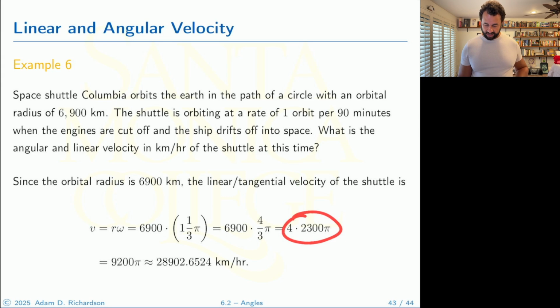In this case, it ends up being 4 times 2,300 pi, which is 9,200 pi. And then if we wanted to approximate it, because this is one of those times where a decimal approximation is more meaningful, it's 28,902.6524 kilometers per hour. All right. So this is exact. This is exactly how many kilometers per hour. And then this is an estimate, right? This is an approximation. So about 28,000, 29,000 kilometers per hour. That's how fast the space shuttle is drifting off into space. Wild stuff, huh?